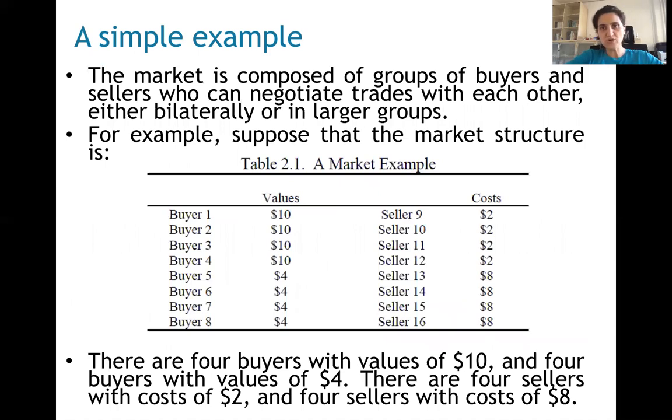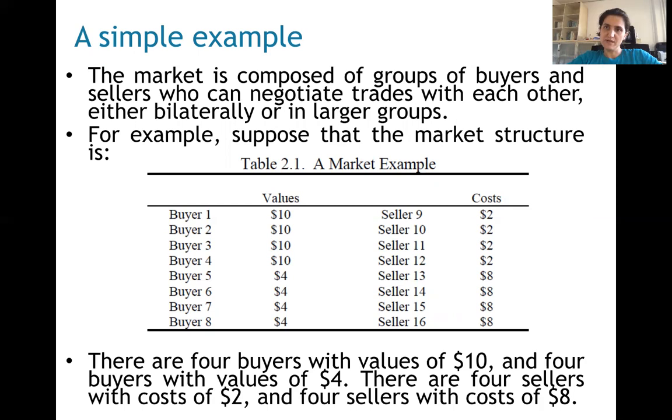Okay, the market is composed of a group of buyers and sellers who can negotiate trades with each other either bilaterally or in larger groups. Okay, so if two people are negotiating with each other, we call it bilateral negotiation. Okay, if there are many people bargaining with each other, it is multilateral. Okay, so for example, suppose that the market structure is like this. So we have 8 buyers and 8 sellers.